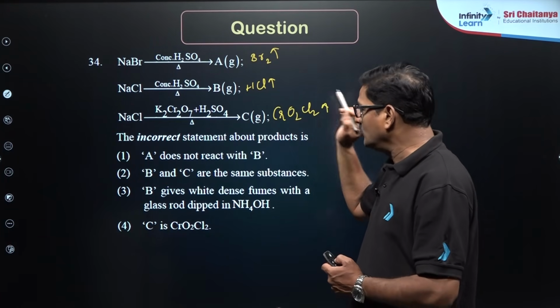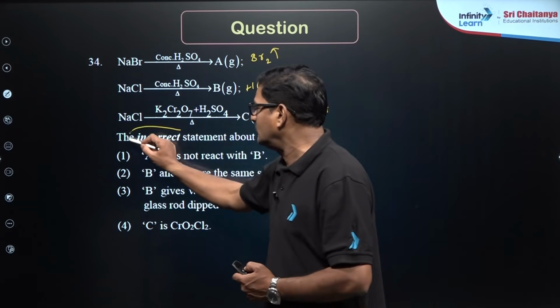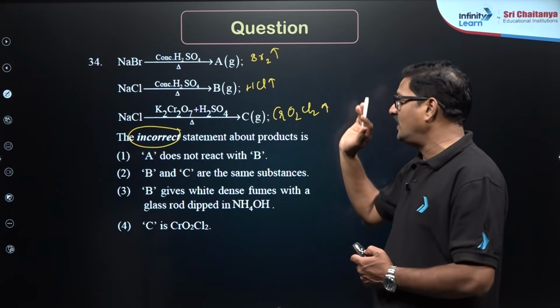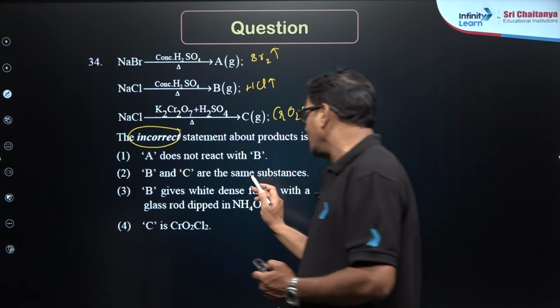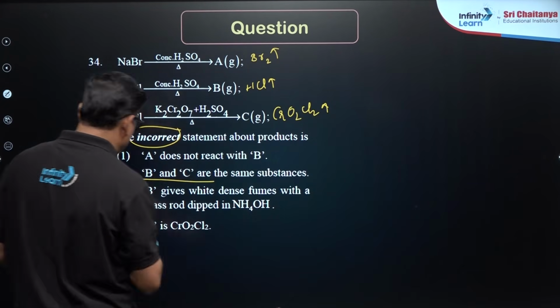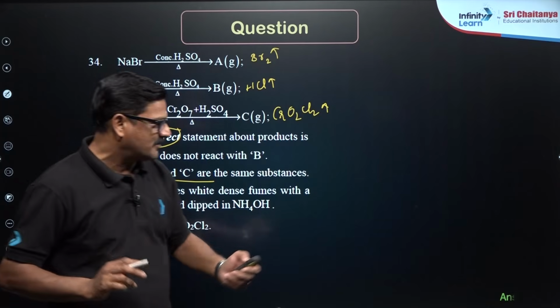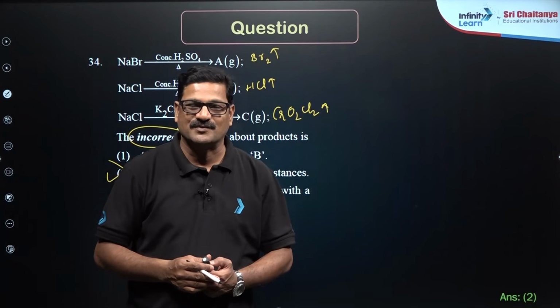So, you are asked for the incorrect statement. A is Br2, B is HCl and C is going to be chromyl chloride. B and C are the same substances, which is actually not correct. Option 2 is the correct answer for this question.